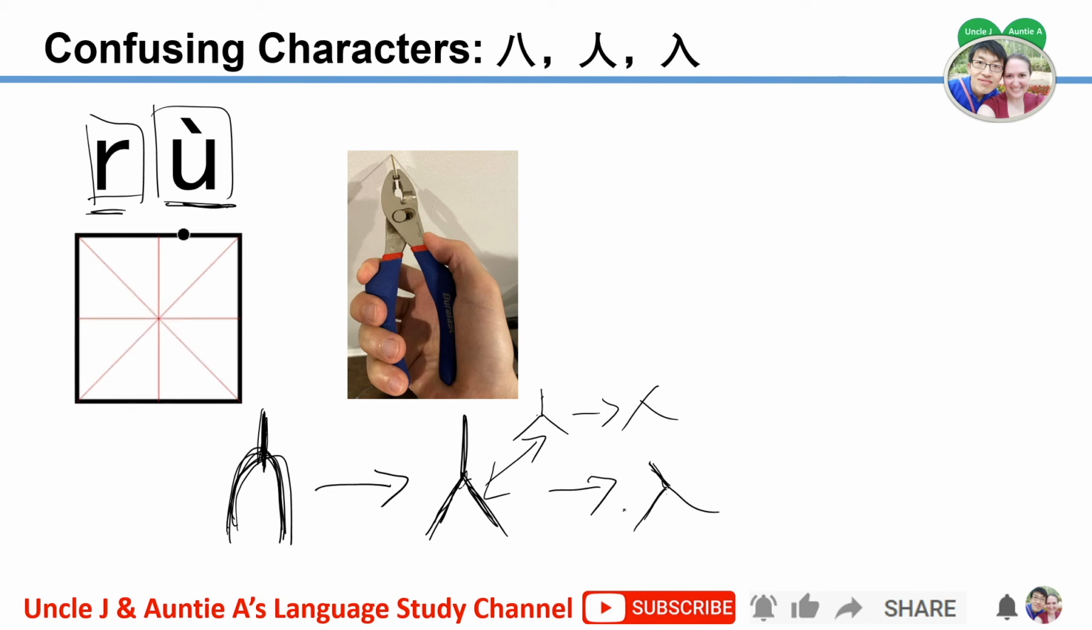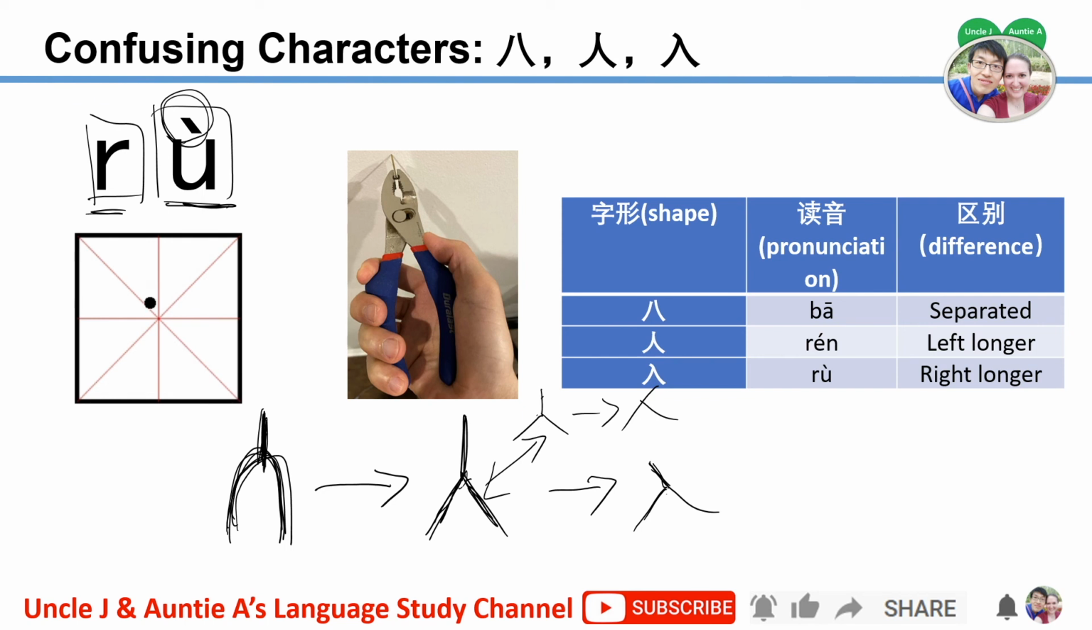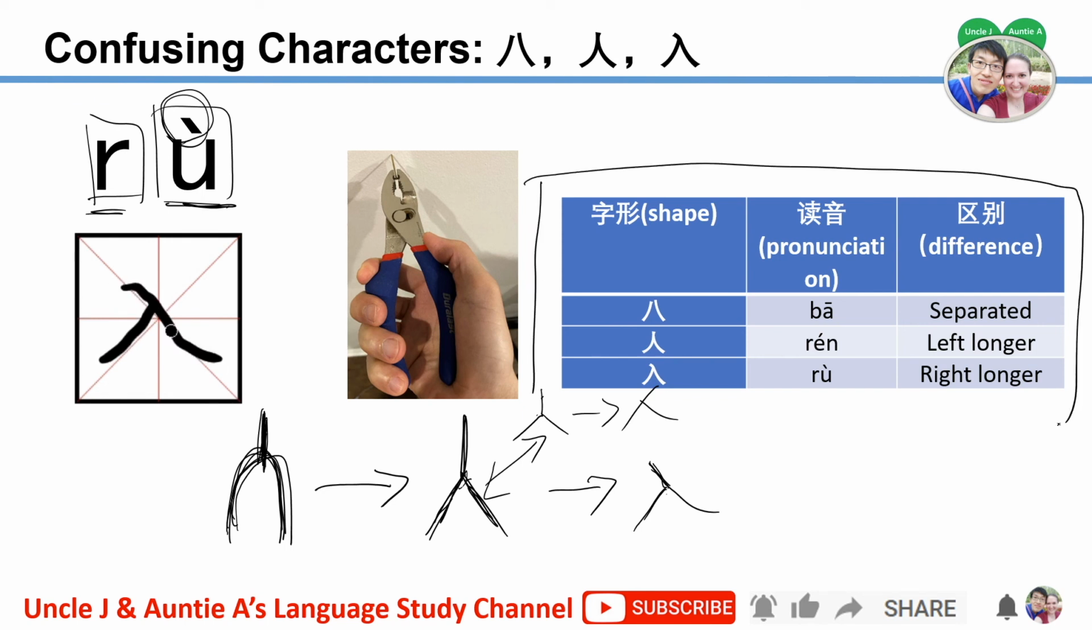So that's 入. If you want the nail to enter the wall, you have to give it force, use momentum to push it. So it sounds very decisive. Boom! Push it in. So that's the first tone, 入. So Uncle Jay made this table to help you distinguish all of them.